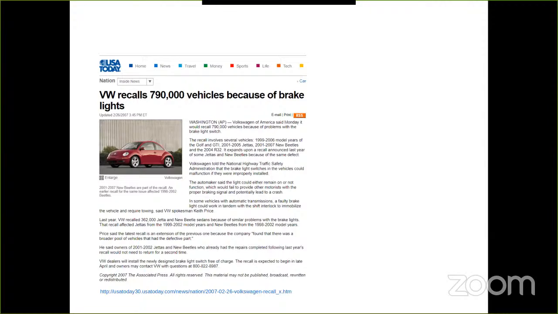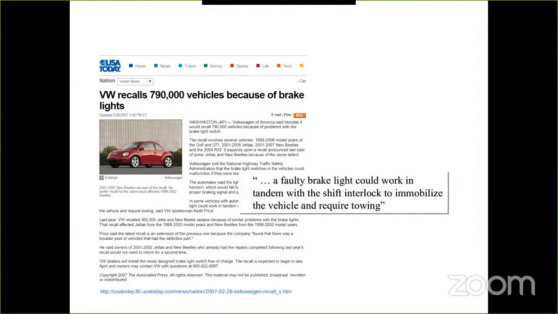Now, this is a little anecdote. A complex system such as a car: it turns out that Volkswagen had to recall 790,000 vehicles because if the rear brake light didn't work, all of a sudden you couldn't change your gears anymore. Luckily, it didn't block the brake, but still, that is not exactly what you want. According to the official communique, a faulty brake light could work in tandem with the shift interlock to immobilize the vehicle and require towing.